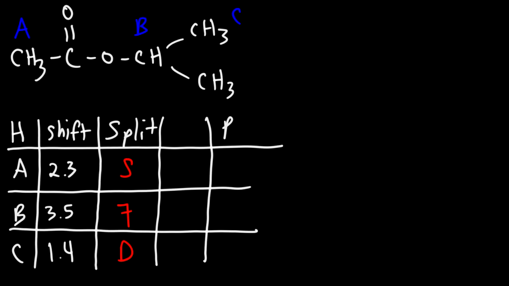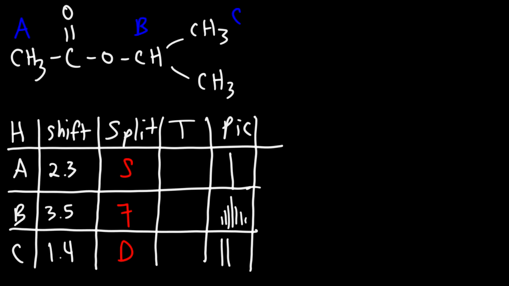So if you want to add, let's say, an extra column for the picture, this will be the singlet. The septet will look like this. So we have 7, and the doublet will look like this.